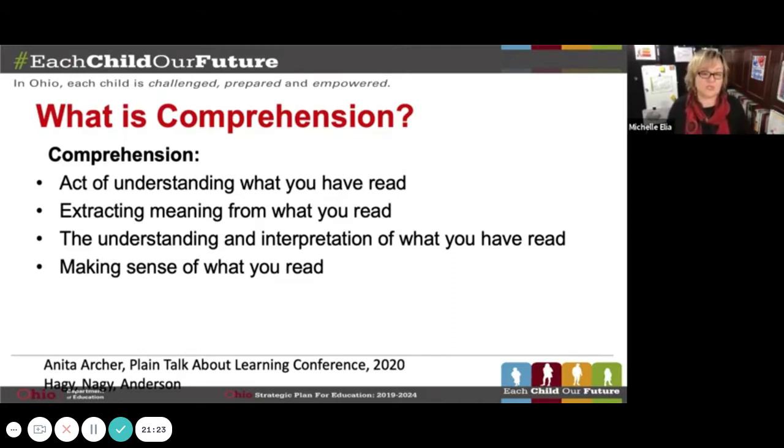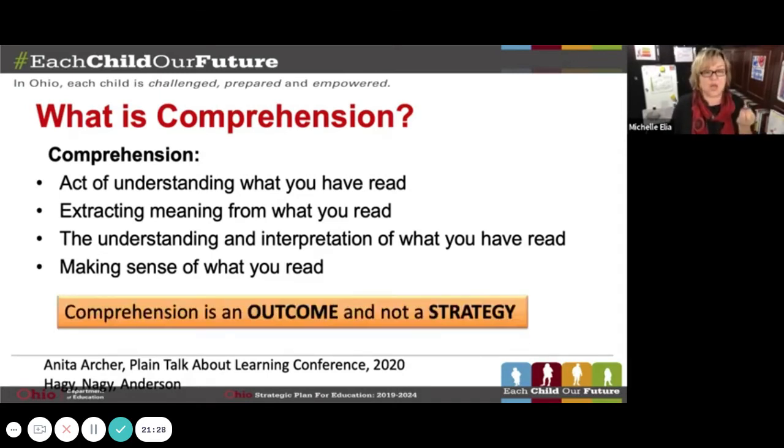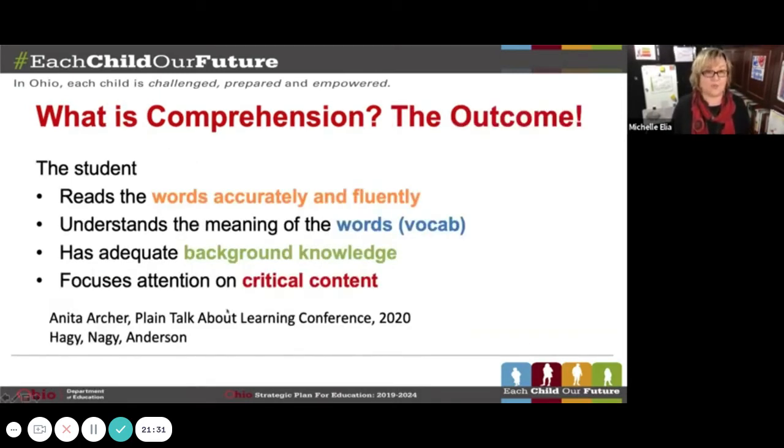And we know a student is comprehending, because it's the outcome, right? We can identify that a student is comprehending when they can read the words accurately and fluently. And I love this. This part is so powerful for me. I'm going to put little stars next to it. So a student is comprehending when they can read the words accurately and fluently, when they understand the meaning of those words, especially challenging for ELs, when they have background knowledge, and when they can focus their attention on critical content in the passage. And by the way, that has to be taught too. That's really challenging for any child, but especially our English learners.